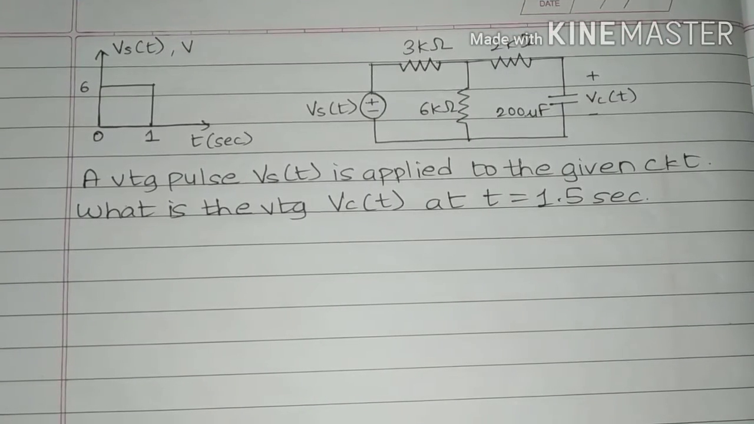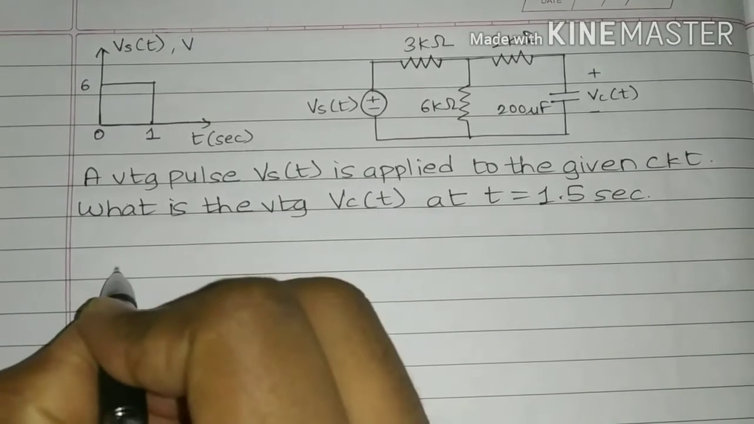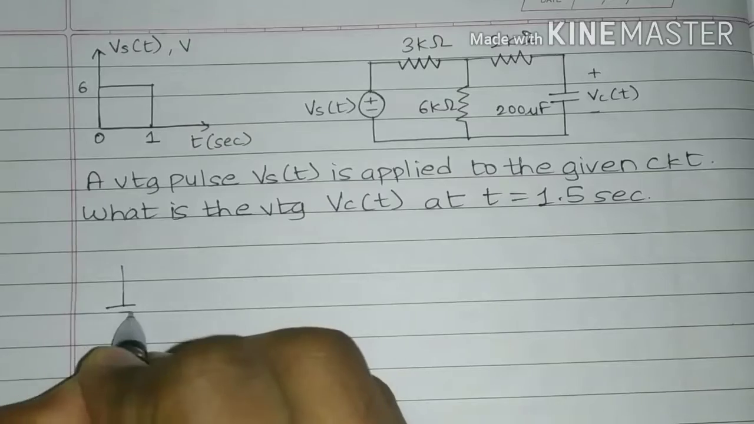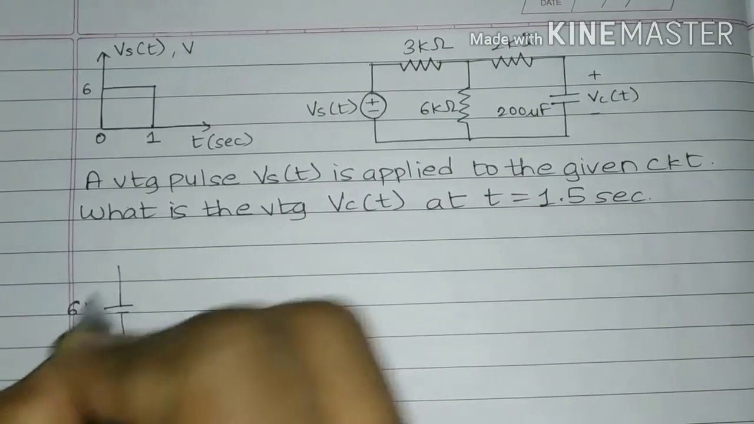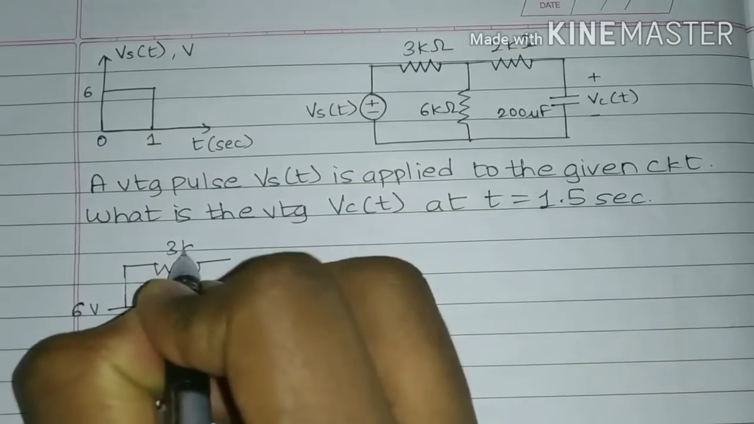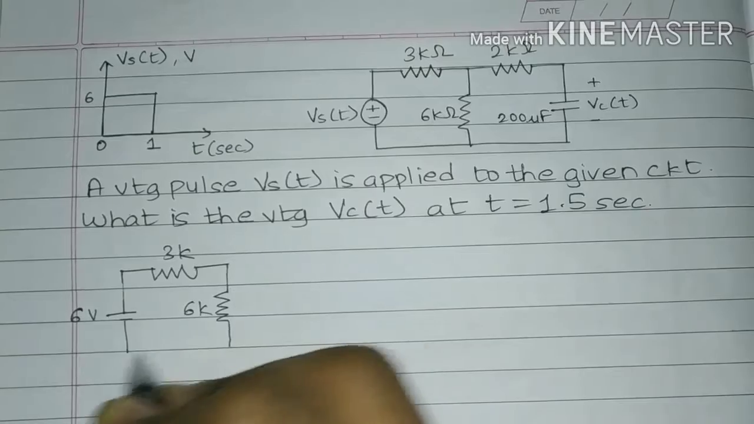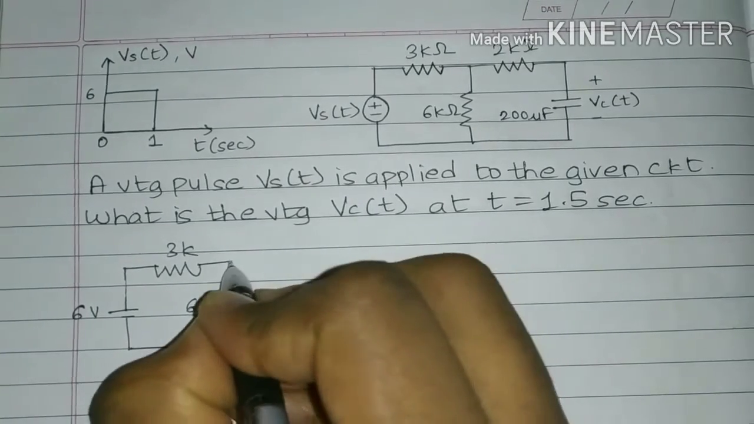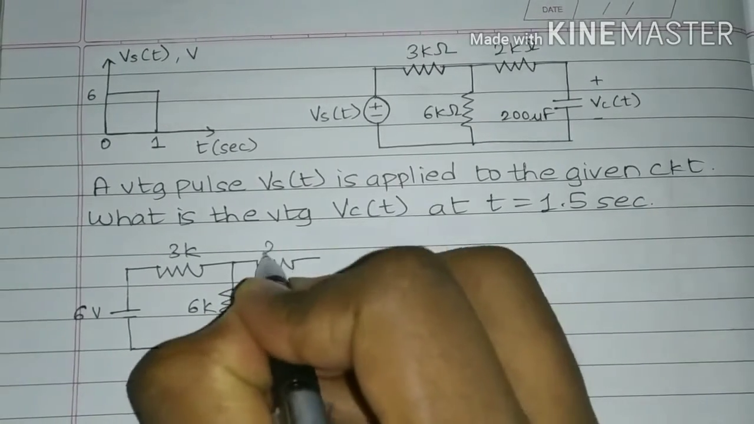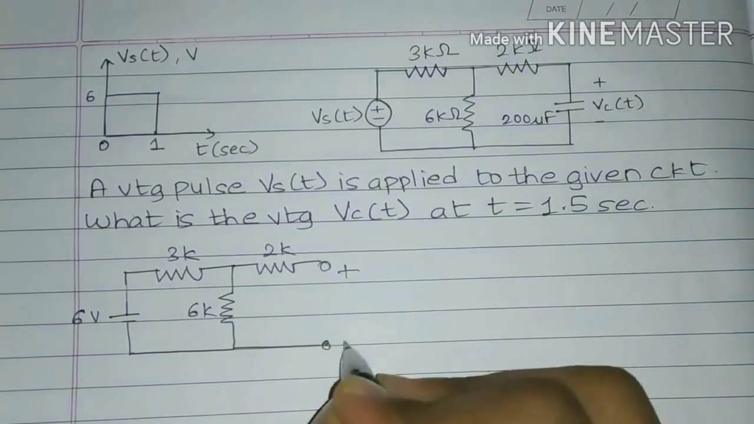First of all, let's find out the voltage across the capacitor at steady state if a constant voltage pulse was applied to the circuit. So let's assume a 6 volt DC source over here, 3 kilo ohm, 6 kilo ohm resistor, 2 kilo ohm resistor, and the capacitor will be open circuited since this is steady state condition.